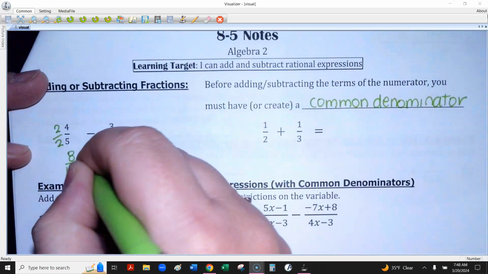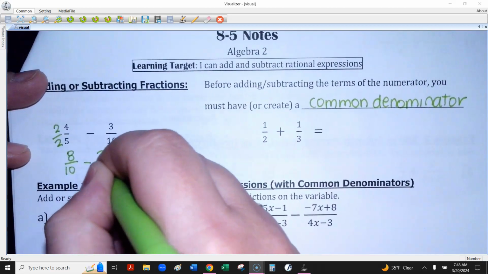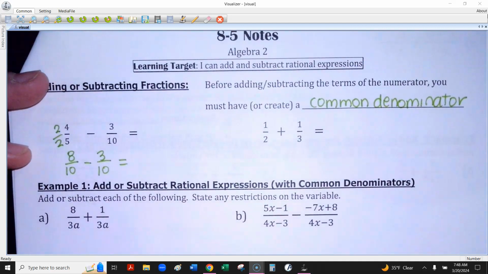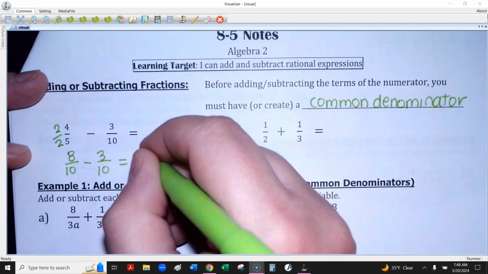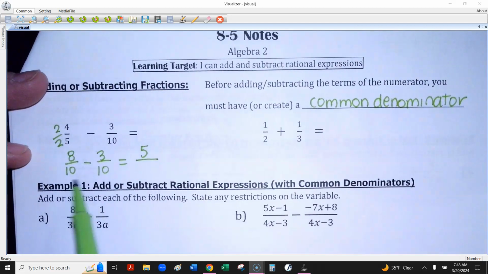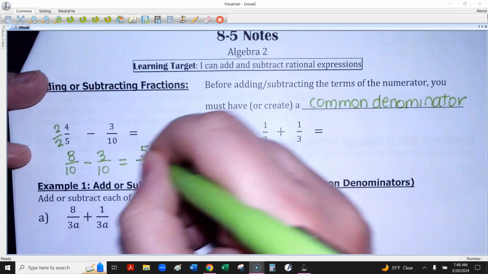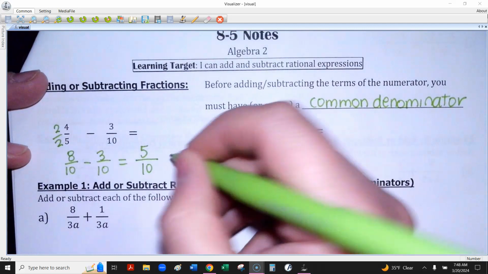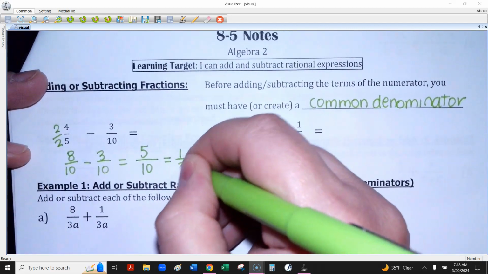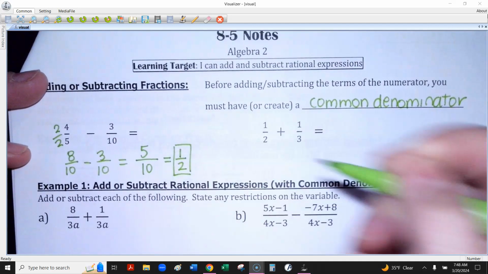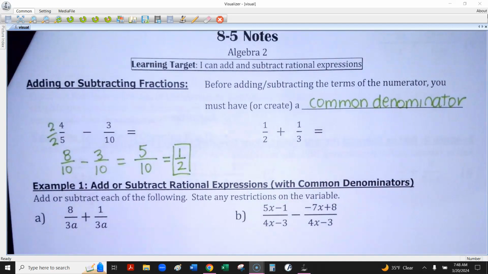Those are equivalent. Once you have a common denominator, which then I do, you literally just add or subtract. This is going to be subtraction straight across the top. So 8 minus 3 is 5. Now you take and keep the denominator the same, so this should just remain 10, and then if your result is something that you can reduce, like 5 over 10, then you're totally allowed to do that. That would be 1/2.